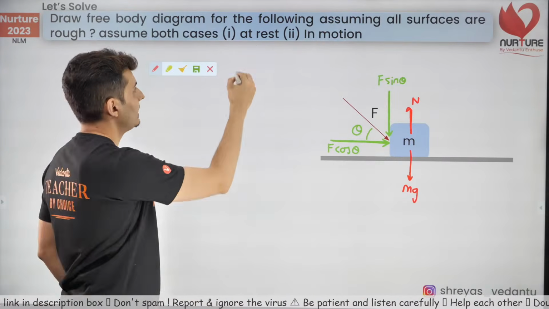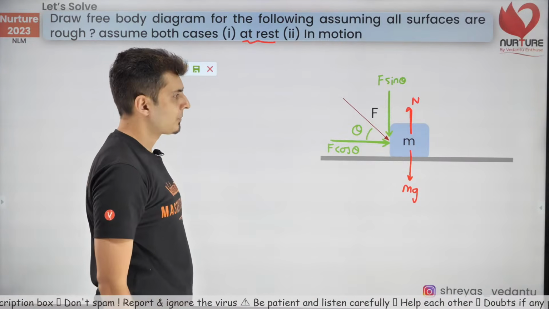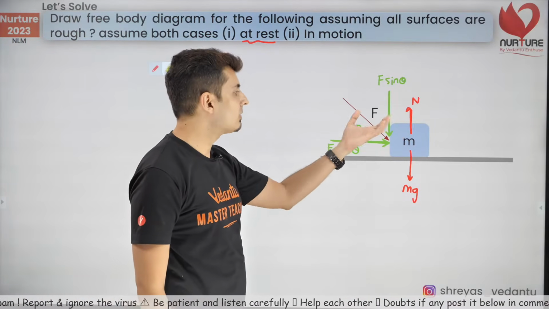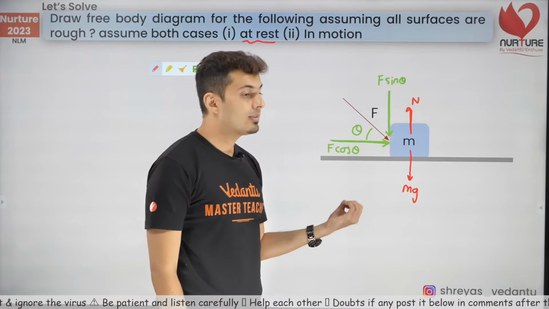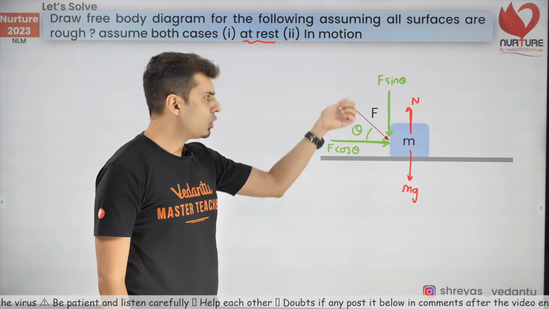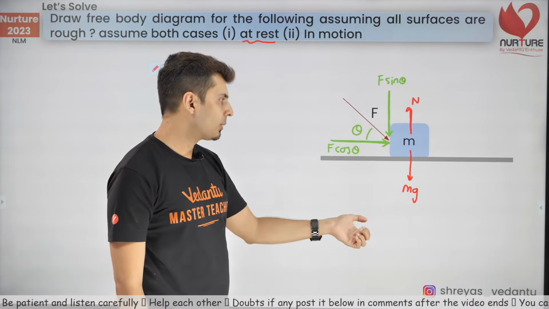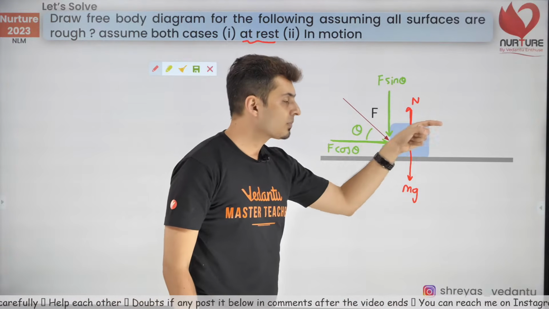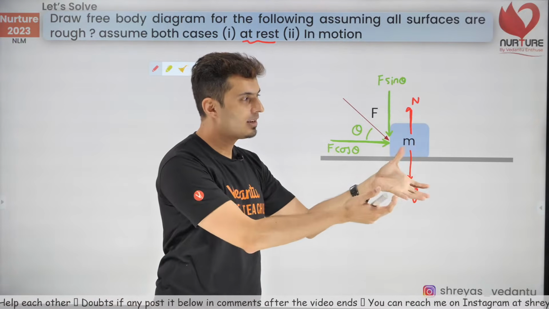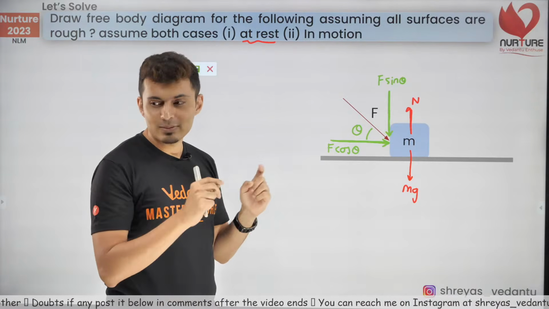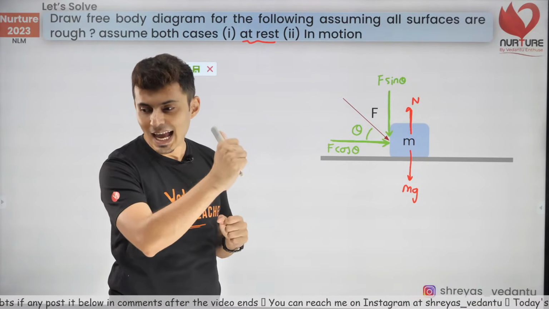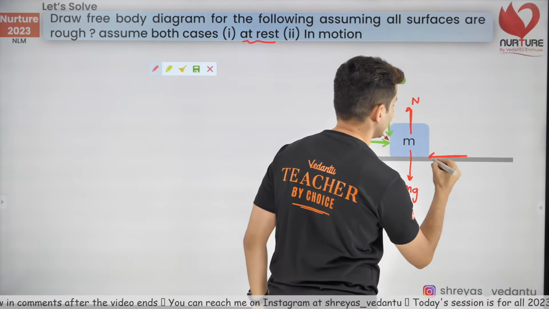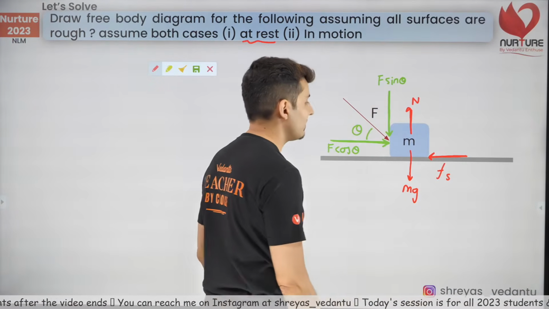Now let's assume this is at rest. Then where will be the tendency of the object's motion? Where will it tend to move? Normal will not move it, mg will not move it, F cos theta will move it. Which side? Right side. So it wants to go there, but it is not able to move. So where will friction act? The friction will act towards the left side. So this is where the static friction will act.